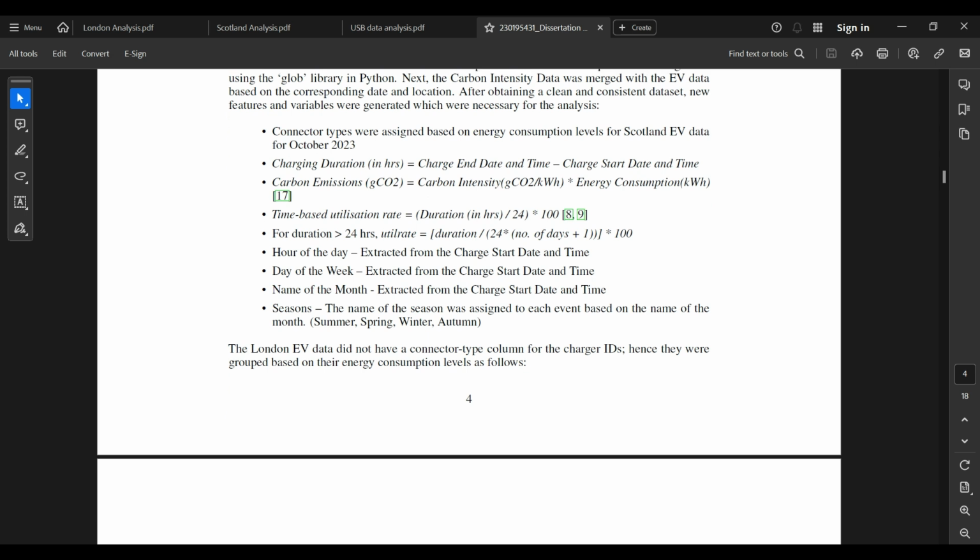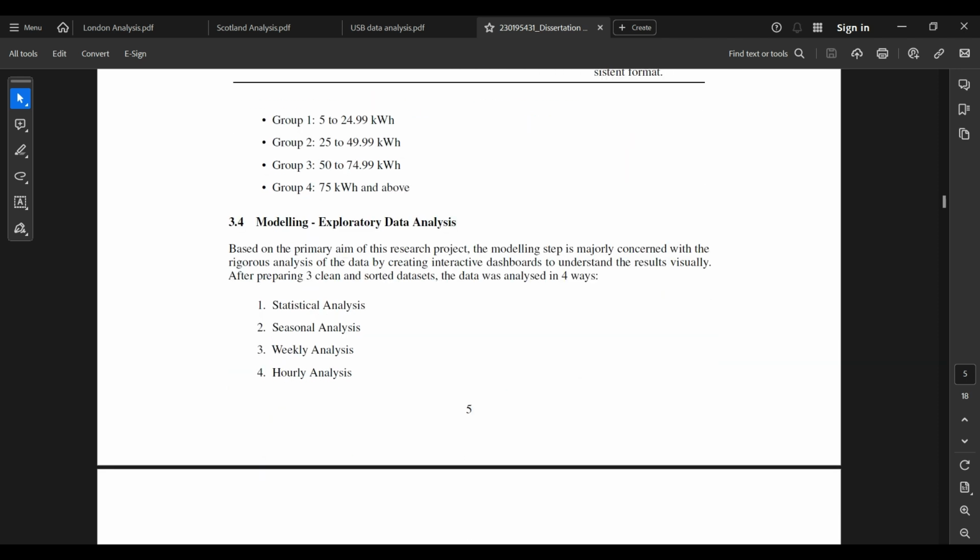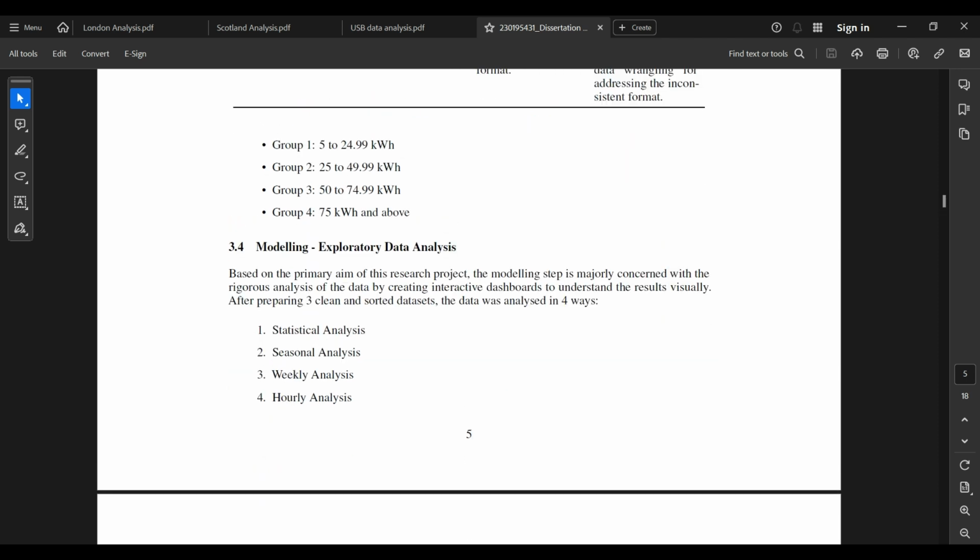Further, I have extracted the hour, day, and the month, and also assigned the season for each event to carry out my further seasonal analysis. For London data, there were no charger connector types, so I have assigned the charger connectors into groups based on the energy consumption levels.